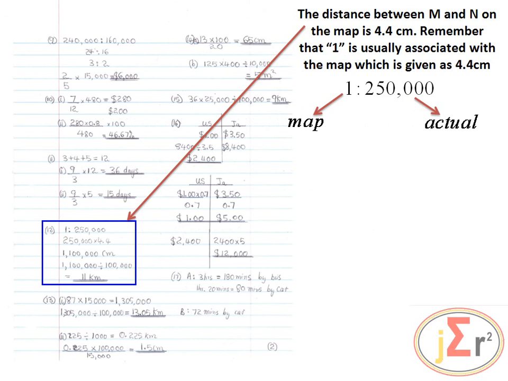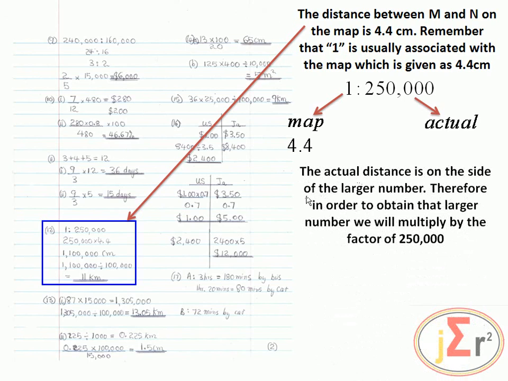The distance between M and N on the map is 4.4 centimeters. Remember that 1 is usually associated with the map, which is given as 4.4 centimeters. Write that down. So what we have here is this side, the 1 is associated generally with the map, and the distance on the map is 4.4 centimeters. And this is our scale of enlargement or scale of reduction, depending on which direction we are looking at it from. So let's go.